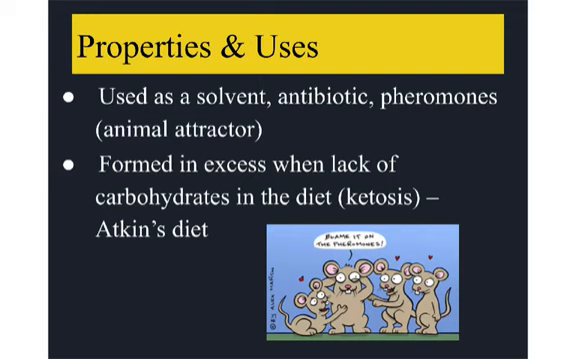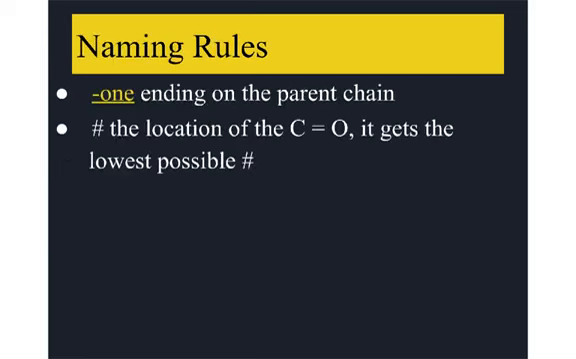Some properties: it's used as a solvent and an antibiotic. It's also found in pheromones, which are animal attractors. And it can also be formed when you have a lack of carbohydrates in your diet. And it puts you into something called ketosis, which is a situation where you actually create ketones in your body, and you can actually get them coming out of your saliva. The Atkins diet is one where you take carbohydrates out of your diet, and so you end up getting all these ketones built up in your body.